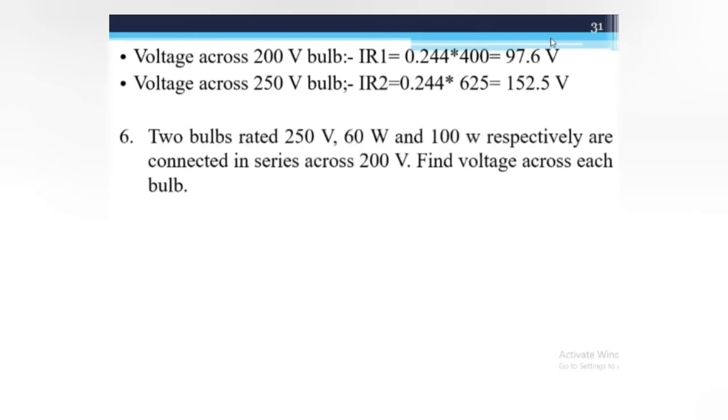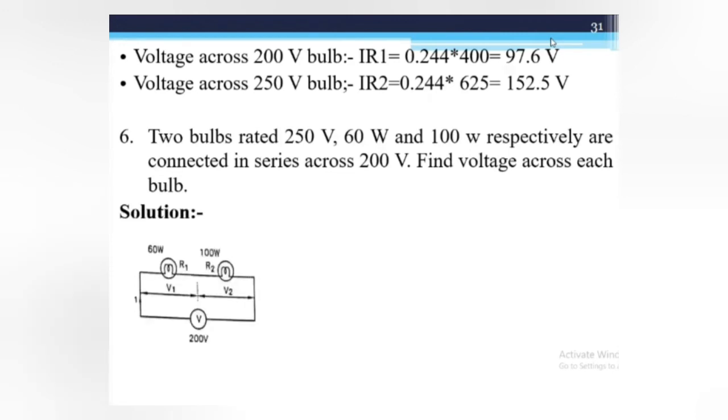Next example. Two bulbs rated 250 volts, 60 watt and 250 volts, 100 watt respectively are connected in series across 200 volt. Find the voltage across each bulb. Again, first of all, the power and voltage are given, so we find the resistance. R1 is equal to V square by P. V is 250 and P is 60. So we get the resistance of the 60 watt bulb as 1041.66 ohm.